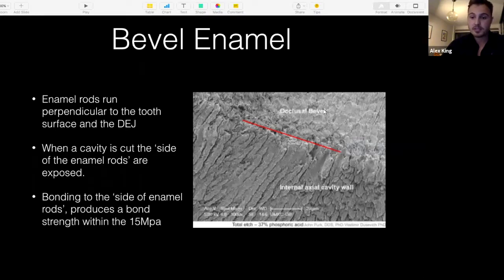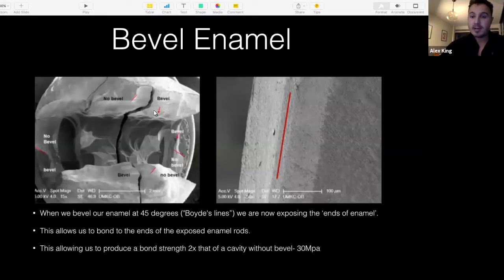If you can see on this picture, these long lines are the actual internal axial cavity wall of our class 1 cavity that we cut. And if we bond to this, we don't bond to the most bondable end of the enamel, we're bonding to the side of it, and that gives us 15 megapascals of bond. However, if we bevel our enamel at 45 degrees, we are now exposing the ends of the enamel tubules, okay? Enamel prisms. And this 45-degree bevel is called Boyle's lines, and now we're exposing the ends of the enamel.